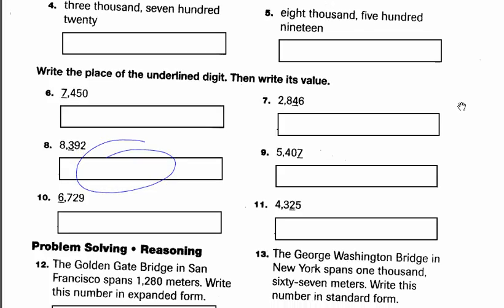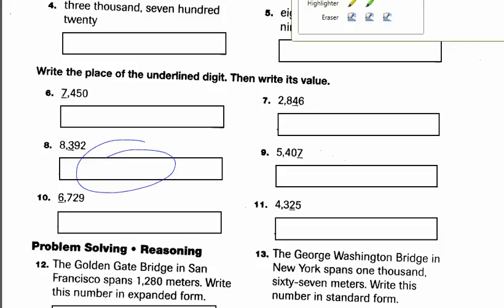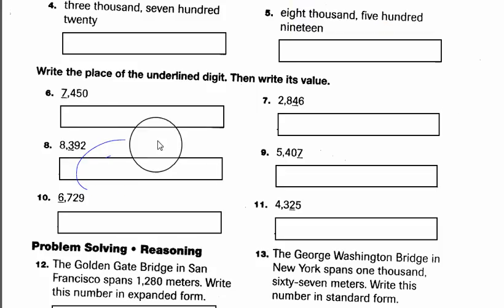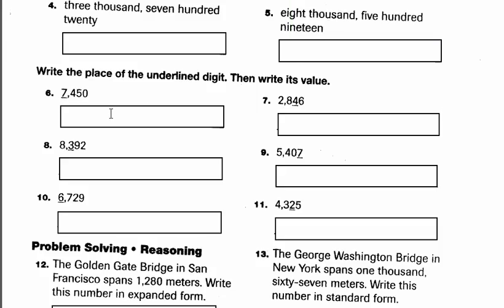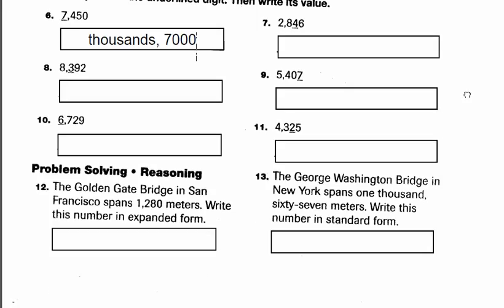However, look what it says for number 6, 7, 8, 9, 10, 11, and 12. It says, what is the number? Write the place of the underlined digit, then write its value. So how many answers are going to go in the box? 2. Look at number 6. What number is underlined? 7. What place is it in? 1,000. So I'm going to write thousands. But what value is it? 7,000. How do I write that? 7, 0, 0. And that's all you do for those.